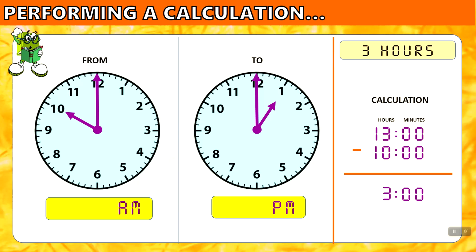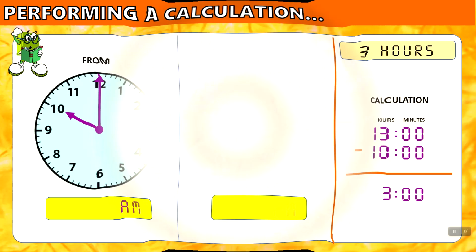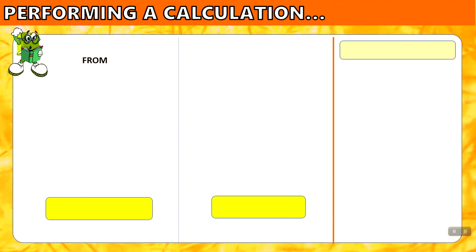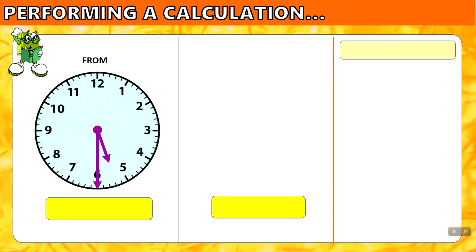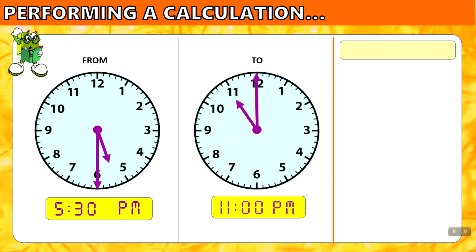And so 3 hours has elapsed from 10 a.m. to 1 p.m. Again, that's relatively simple. Let's go into a little bit more advanced. From 5:30 p.m. to 11 p.m., how much time has elapsed?